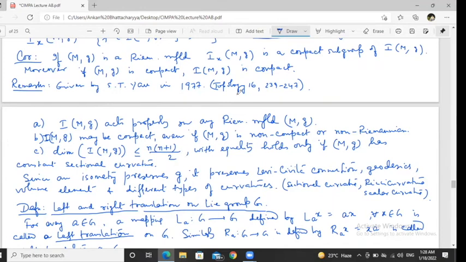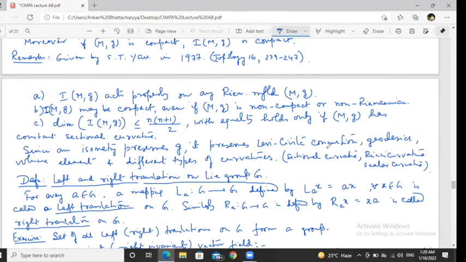So this is proved by S.T. Yau, with equality holding only if (M,g) has constant sectional curvature. So if (M,g) has constant sectional curvature, then this is an equality. Since an isometry preserves g, it preserves the Levi-Civita connection, geodesics, volume element, and different types of curvature, that is sectional curvature, Ricci curvature, scalar curvature, Gaussian curvature. All these are preserved by isometries.